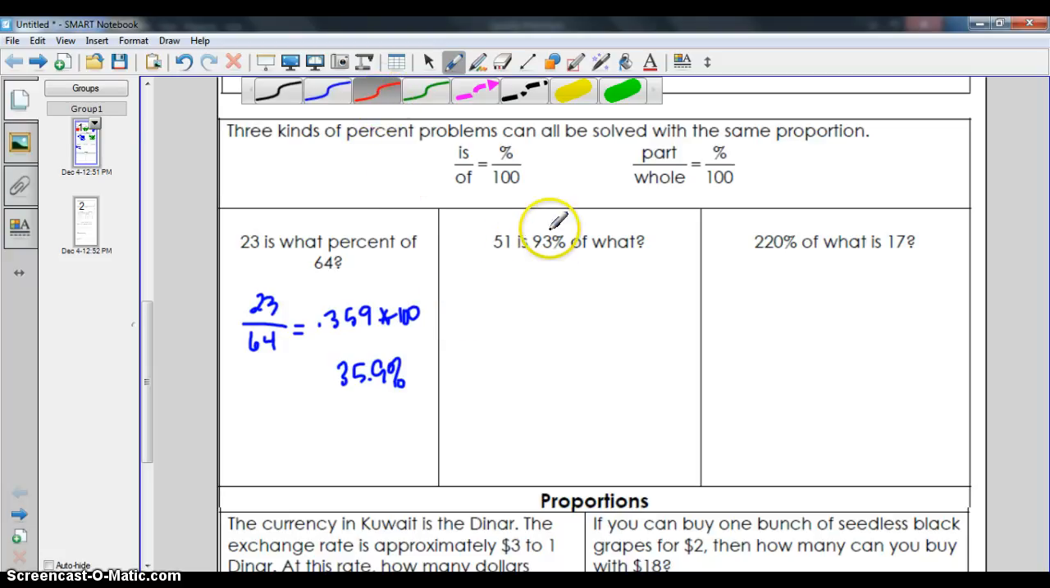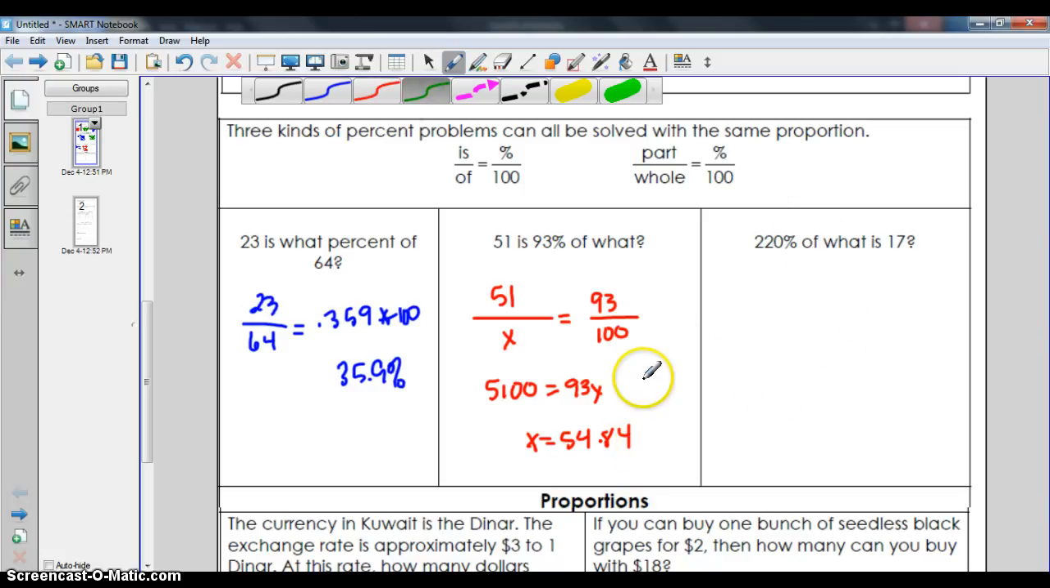Next, 51 is 93% of what? So of, well, we don't know our total. So the 51, and we don't know the total, so we put a variable. And then we can put our 93% over 100. So next we can cross multiply, and we can get 5100 equal to 93x. Divide by 93, and you get 54.84. So 51 is 93% of almost 55.